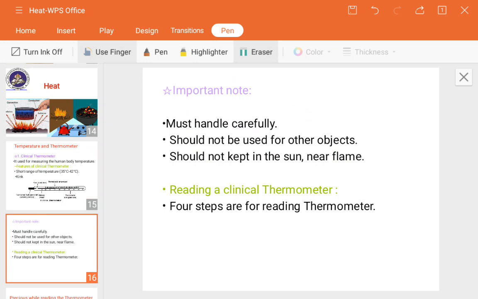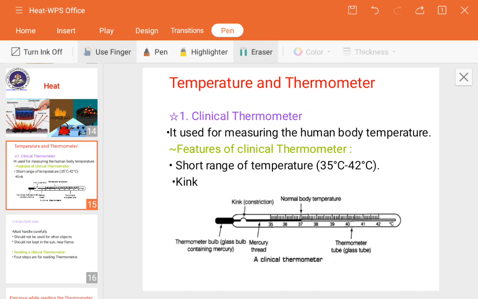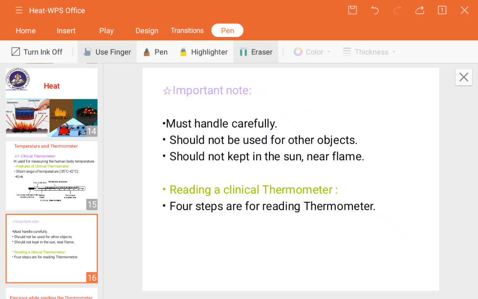At that time you have to put the bulb. You can see where the bulb is. This portion, the mercury, the blackish, dark portion, you have to keep under the tongue of the patient for about a minute. Then take out the thermometer from the patient's mouth. Maybe you have gone through this situation, so some of you may know it very well.